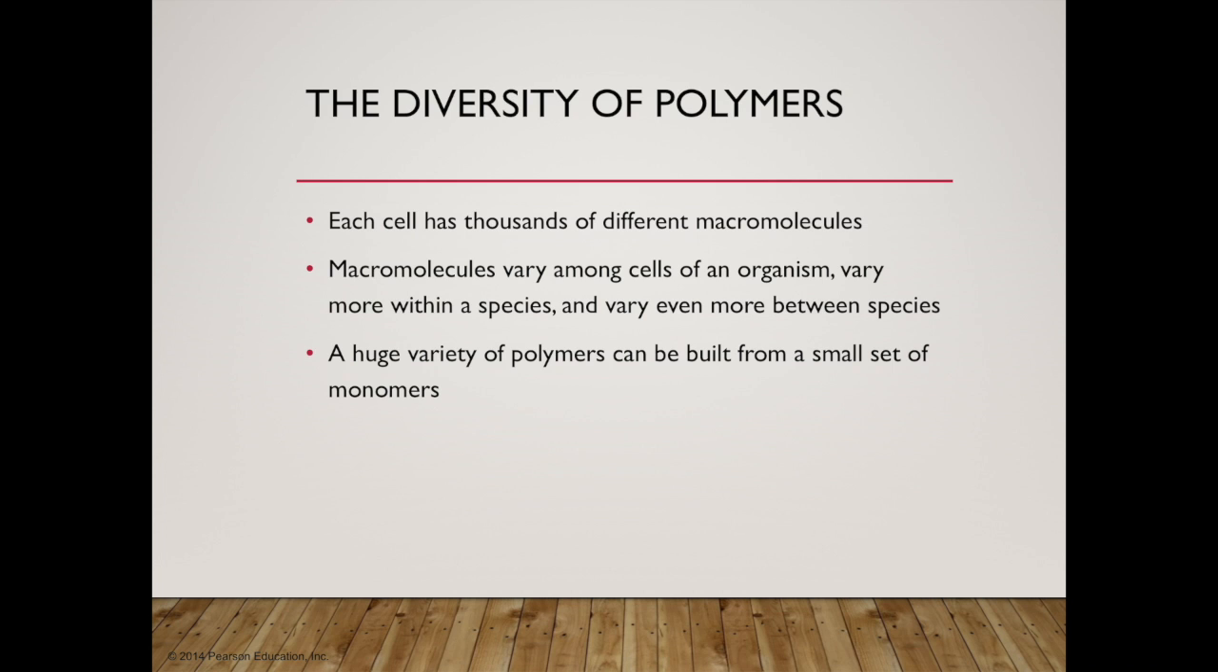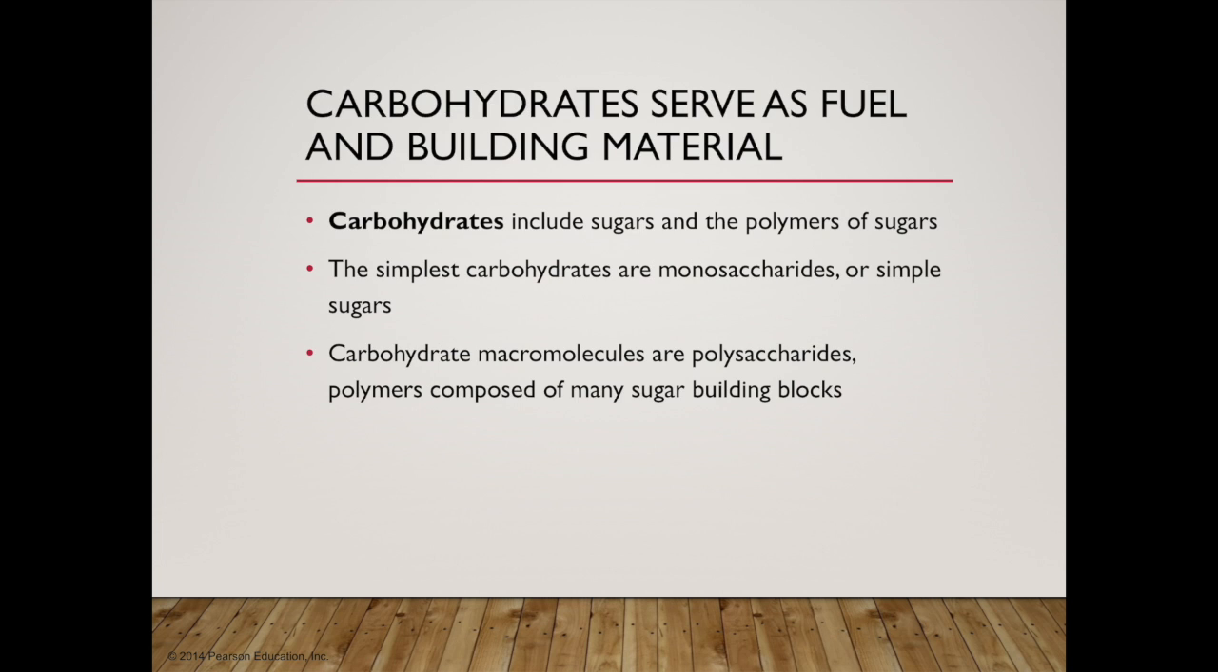But all living organisms have these 4 major types of large biological molecules. It's a universal thing to all life as far as we know it. So the first one I'm going to tell you about is carbohydrates. You may have heard of carbohydrates. The main purpose of carbohydrates in the body is to serve as a fuel, as an energy source, and they also are important for building up materials inside cells.